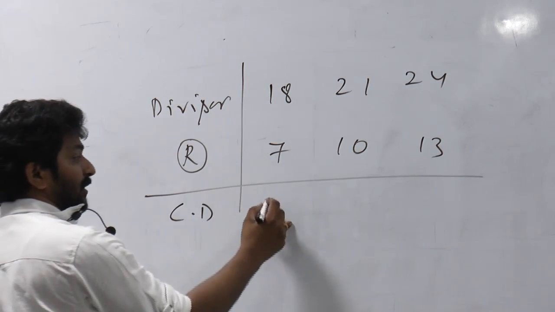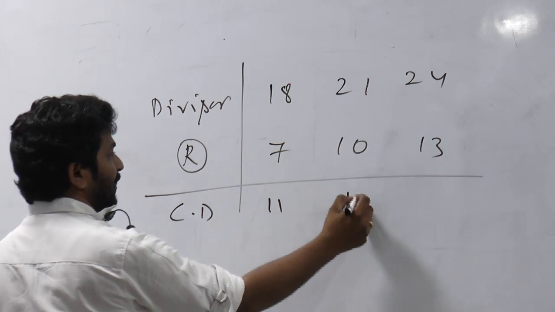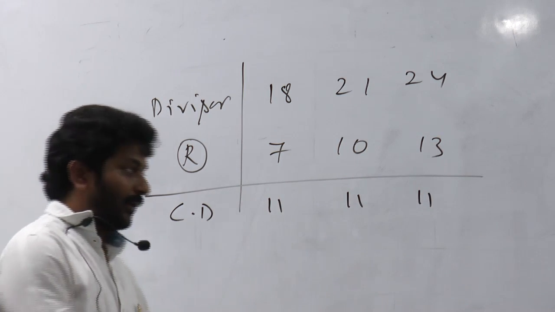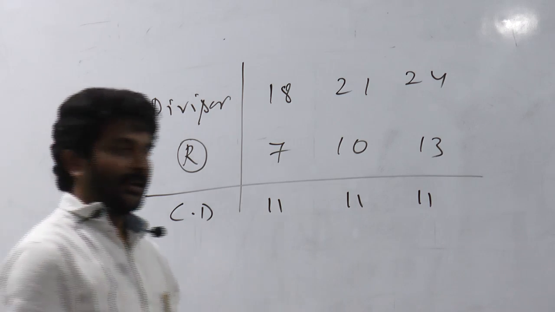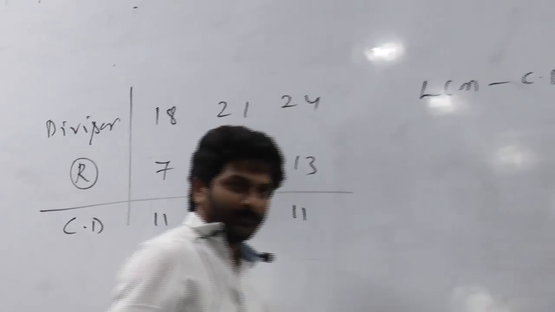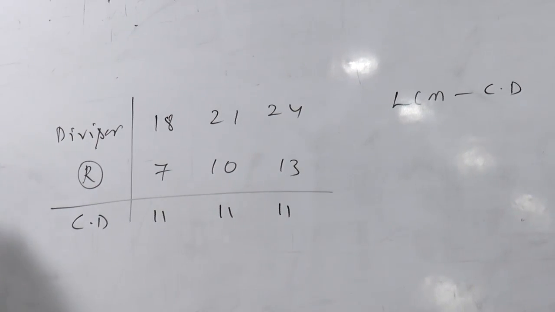The difference between these two is 11, between these two is 11, and between these two is 11. When you have a common difference, your answer is LCM minus common difference. First you need to calculate the LCM.